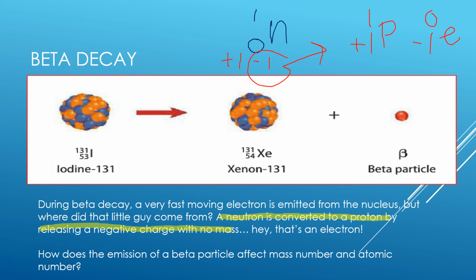The only other thing that I want you to write down about beta decay is how the emission of a beta particle affects mass number and atomic number. And we're going to do that by analyzing what you see up here.